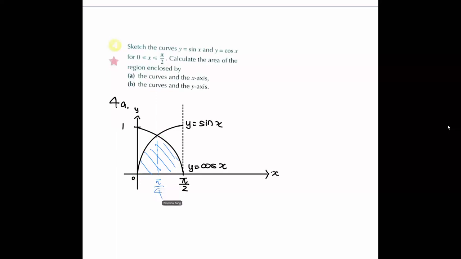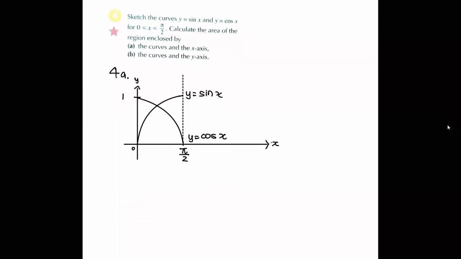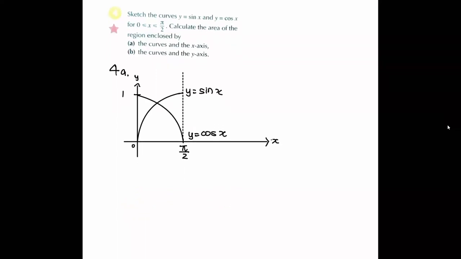Is it pi over 4? Wait. How do you know? Okay. By drawing symmetry? No. Oh, I was going to sub y equals sine x into y equals cosine x. That's correct. But you just get sine x equal to cos x. How do you solve this? Tangent x equals 1. Yep.